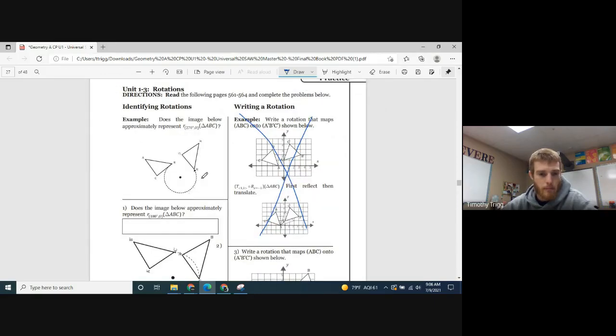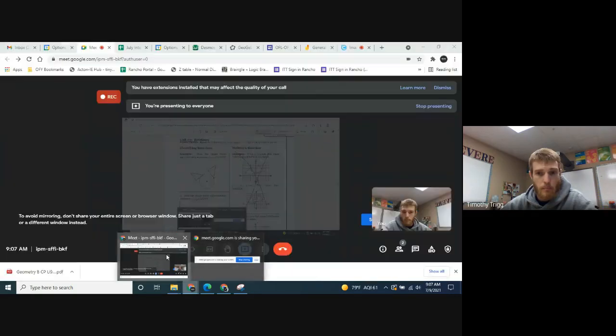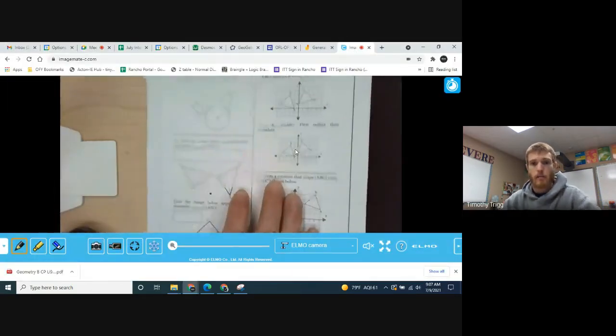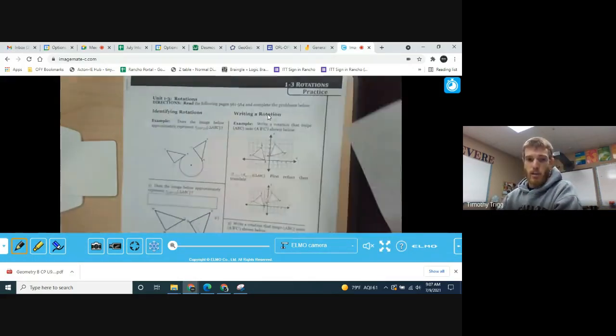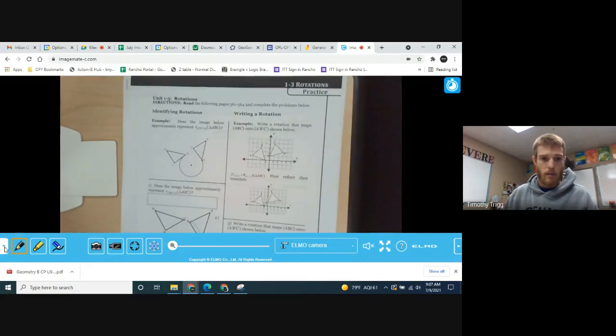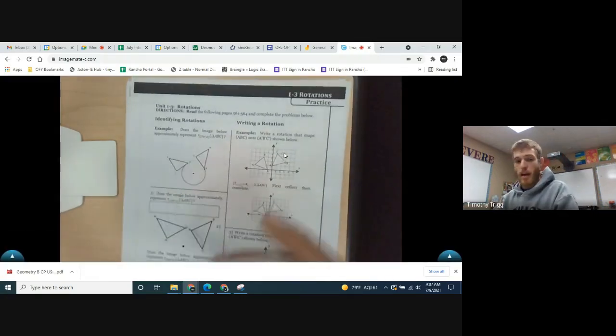But we're going to talk about this example here. It says, does the image below approximately represent a rotation of 270 degrees for triangle ABC? So we're starting with triangle ABC, and it's asking, is the rotation from triangle ABC to triangle A prime, B prime, C prime, is that 270 degrees? So I'm going to show you over here, and you can see I printed out this page here. And I have some tracing paper.